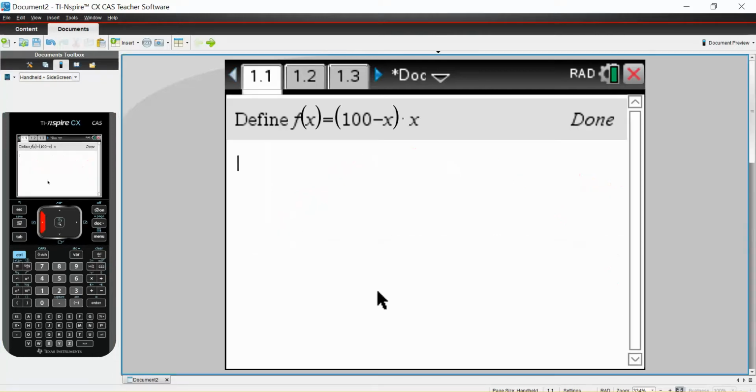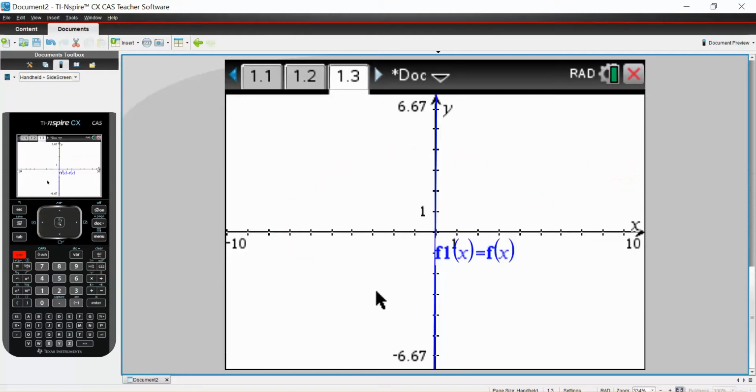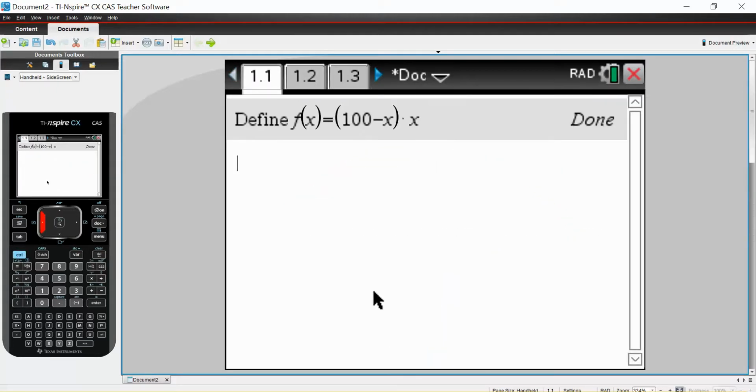We'll go back to the CAS. If you don't know how to do that, Control arrow, left and right. Control arrow will move left and right. Okay, here we go. Find the derivative.